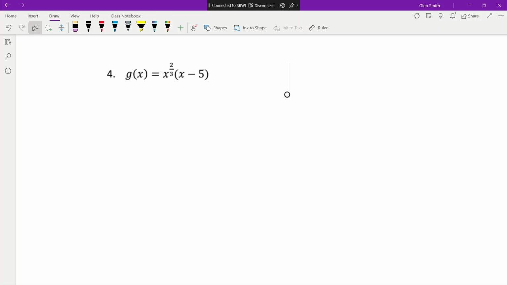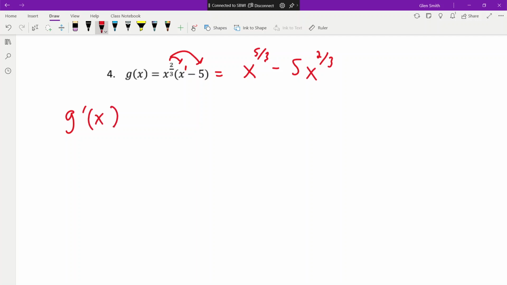All right. So first off, I think it makes sense for us to distribute this in here before we do this. All right, we've got to derive it. But I think multiplying that in makes it x to the 5/3 minus 5x to the 2/3. And we're getting 5/3 there because this is x to the 1st, which is really 3/3, and when you distribute that, you add the exponents. Okay? But that just tells me that g prime of x is 5/3 x to the 2/3 minus 10/3, right? That's power rule, x to the negative 1/3.